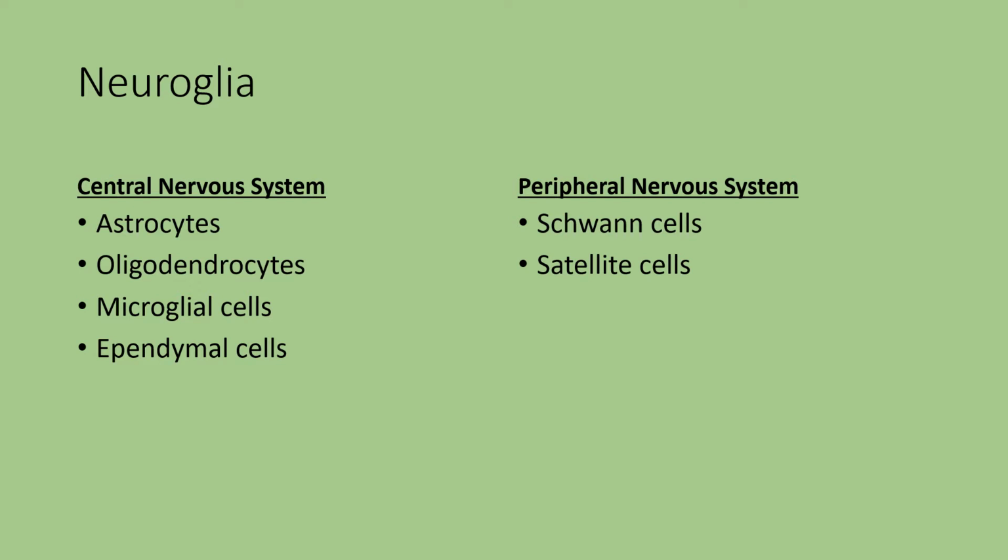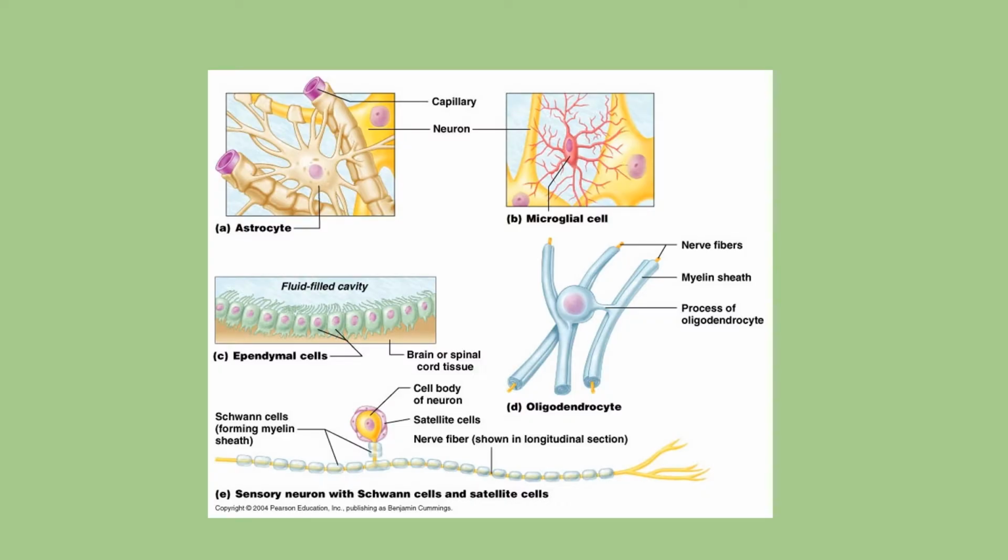And within the nervous system, you've got the central nervous system, and then the peripheral nervous system. There are different types of neuroglial cells depending on which of these systems you're talking about. In the central nervous system, there's 4 different types of neuroglial cells. You have the astrocytes, oligodendrocytes, microglial cells, and the epidermal cells. But in the peripheral nervous system, there's only 2 types, the satellite cells and the Schwann cells.